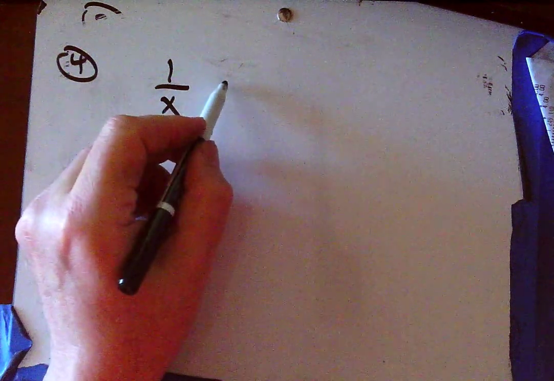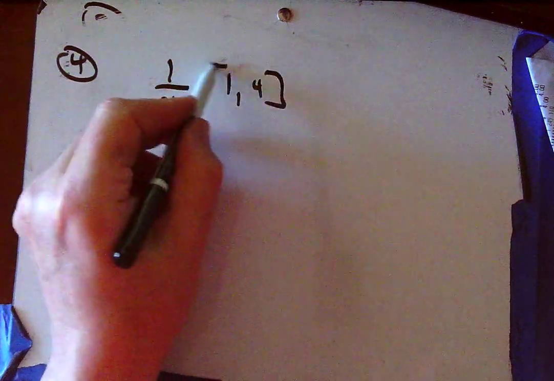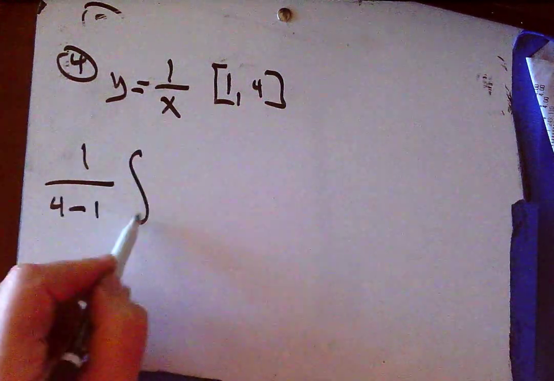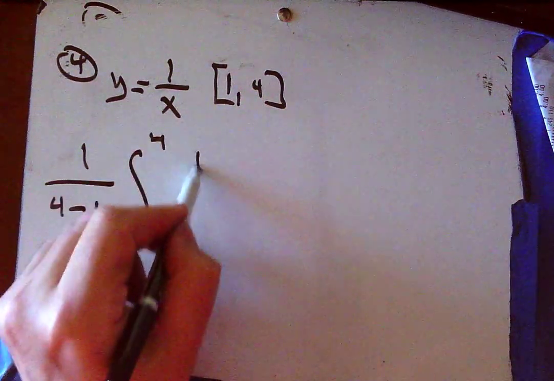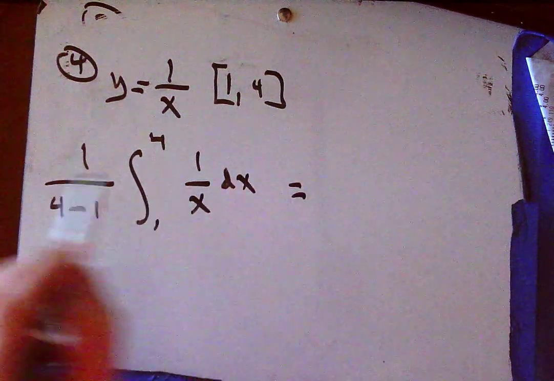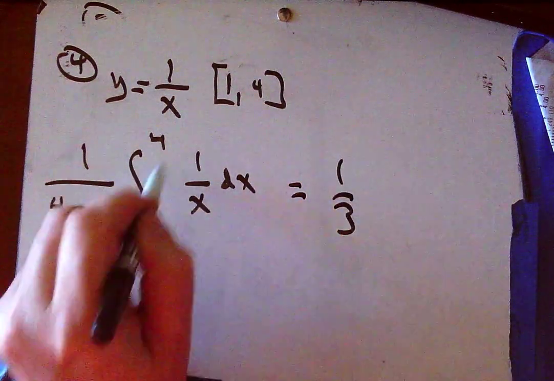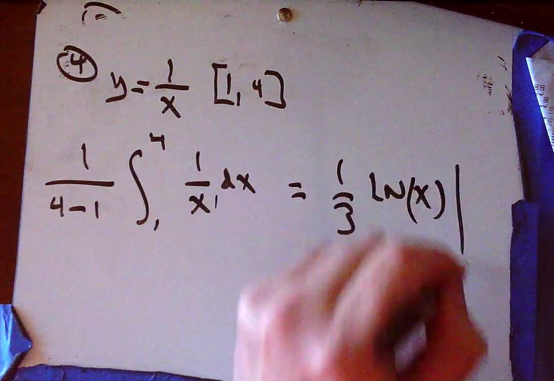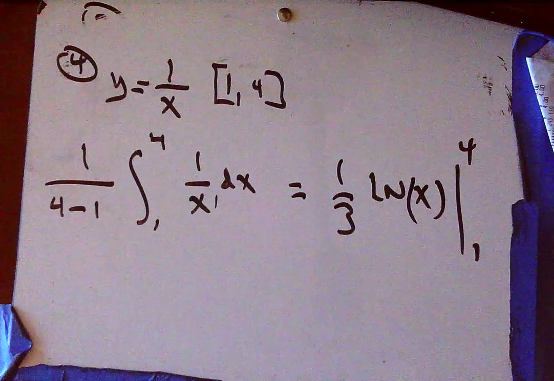Where are we next? 4. 4 says 1 over x on 1 to 4. Okay, 1 over b minus a integral a to b of 1 over x dx. Don't take the derivative here. I get 1/3. Whose derivative is this? It's ln's derivative. We want to evaluate from 1 to 4.